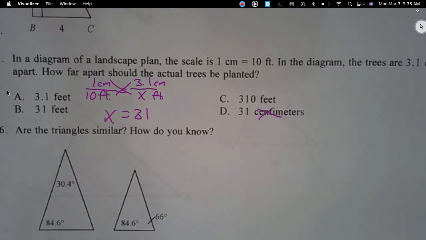Are we good with that one? You'll set it up the same way. You'll just put that number over that equals, and just decide if that one goes in the top or the bottom. So what is it? C? It's B. Oh. It's 31 feet. Because it should be 3.1 times 10.